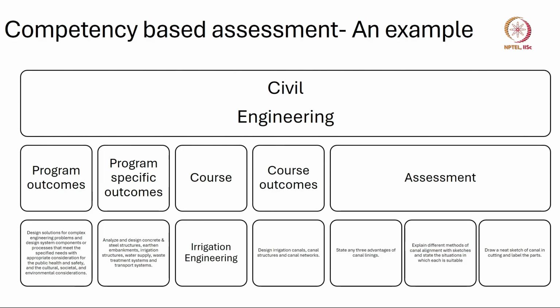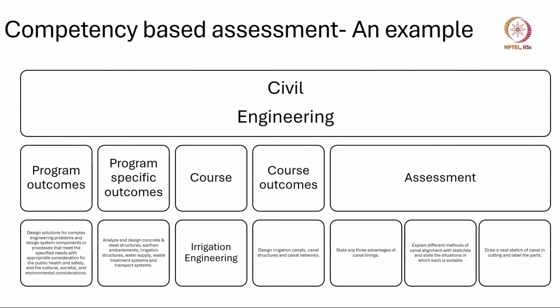So, from an NBA and NAC perspective, this represents a misalignment between the outcomes, be it PO, PSO or CO, and the assessment. If we keep using this kind of assessment, we are violating the principle of outcome based education. Assessment needs to be aligned to the course outcome. Assessment needs to assess the attainment of course outcomes.